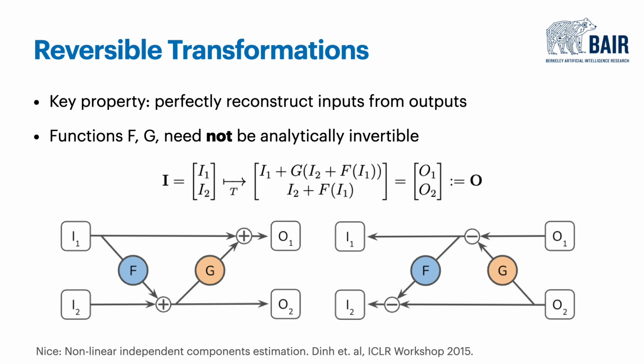One such possibility is to use reversible transformations. Their key property is that we can perfectly reconstruct inputs from outputs. This relies on having two functions f and g, which crucially need not be analytically invertible. As illustrated below, we have our forward pass here on the left, and we show the very simple method of recovering the inputs from outputs on the right.